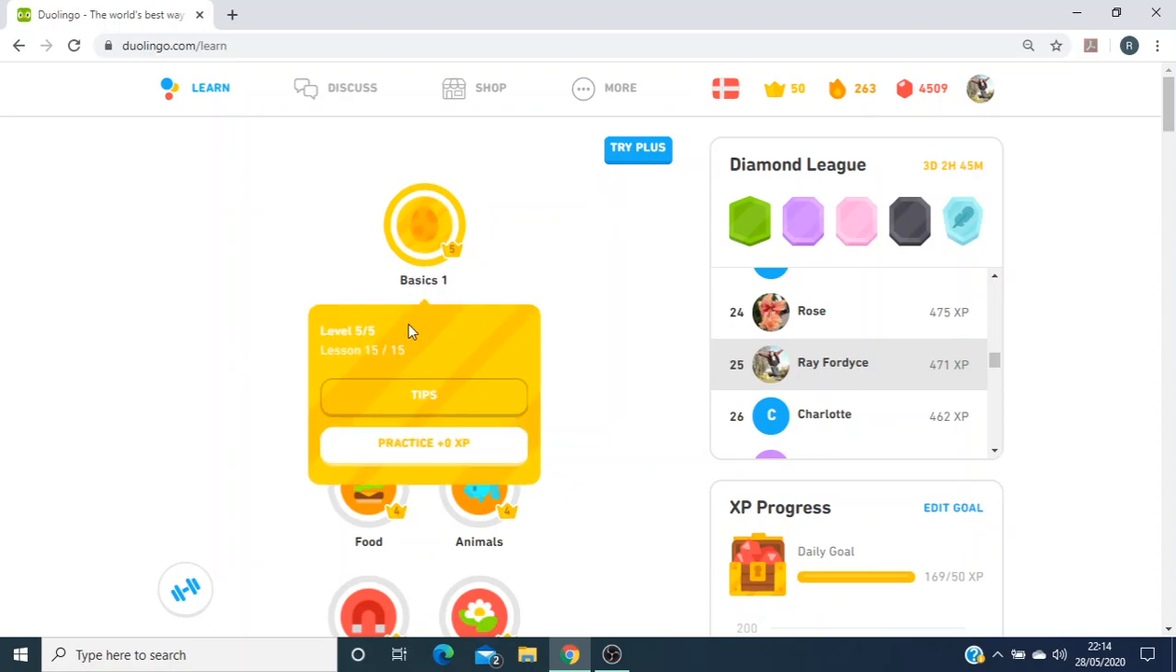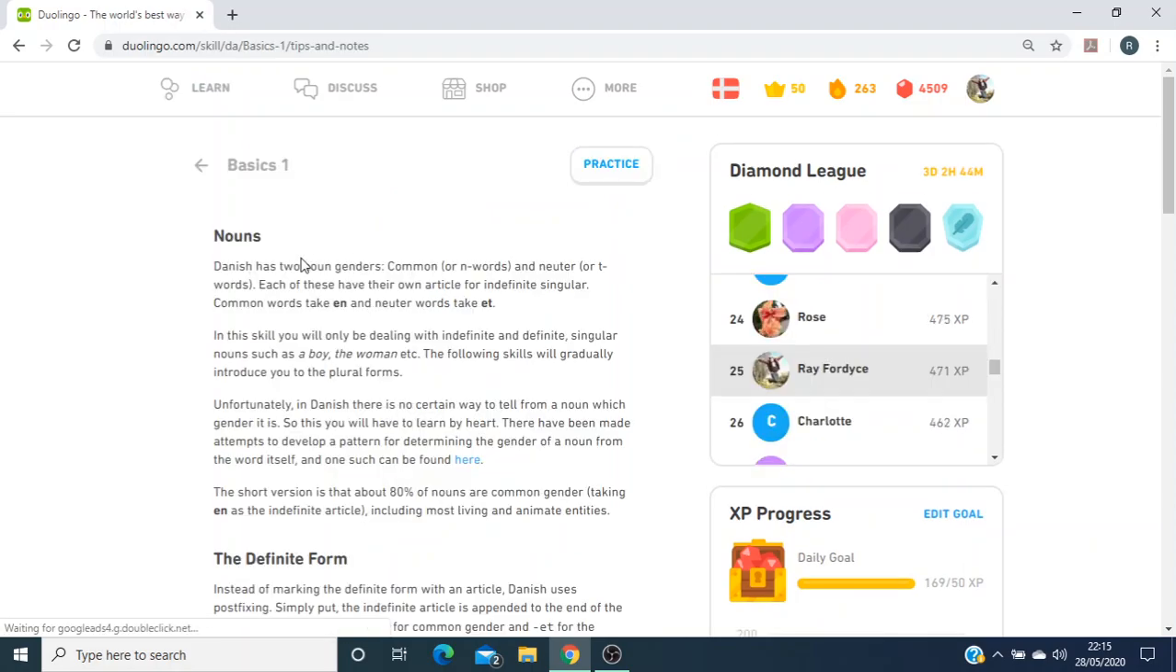I'll go through the tips, and then I'll go through the practice. I've already been through it today because I just had to top it up. So let's crack on with tips. So the basics of Danish nouns. So Danish has two noun genders, common or N words, and neuter or T words. Each of these have their own articles for the indefinite singular.